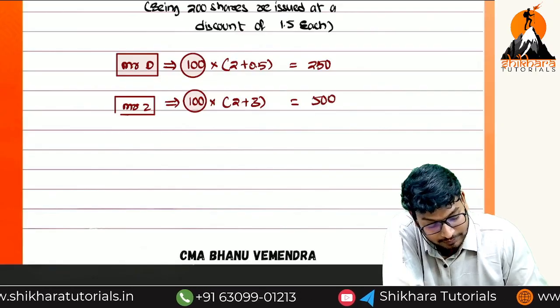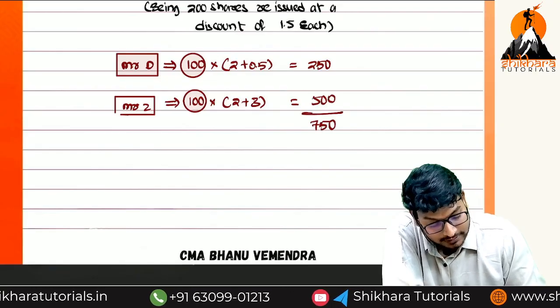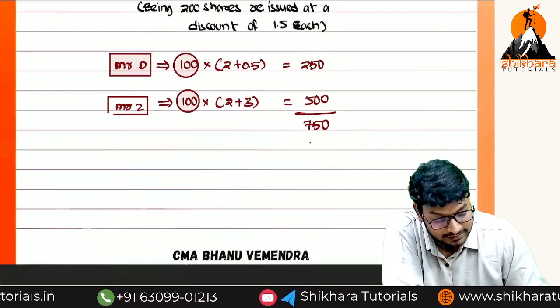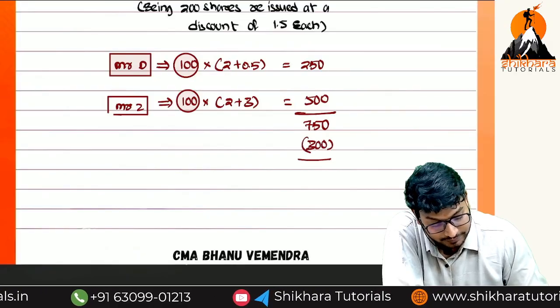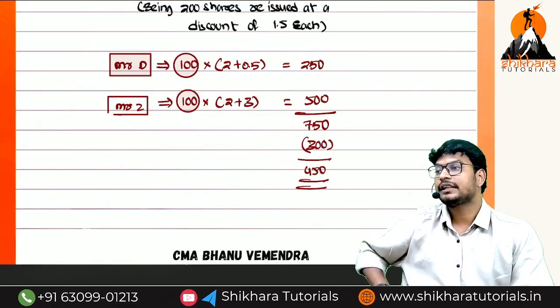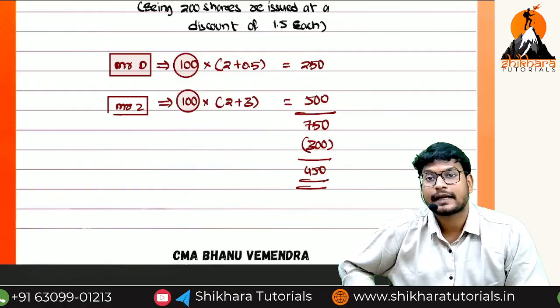That is equal to a total of how much, ma'am? 500. What is the total amount? 750. Out of 750, how much have we reduced? 300. What is the actual profit? 450. So what is the entry? Share forfeiture account debited to capital reserve.